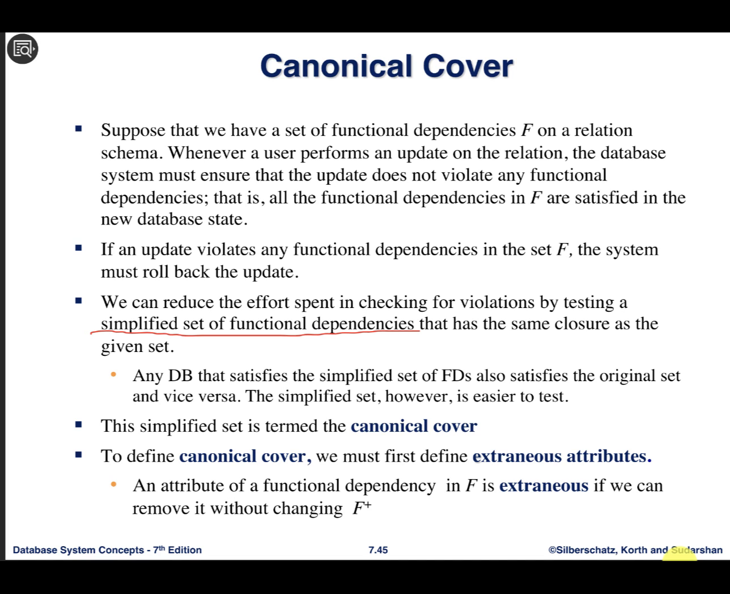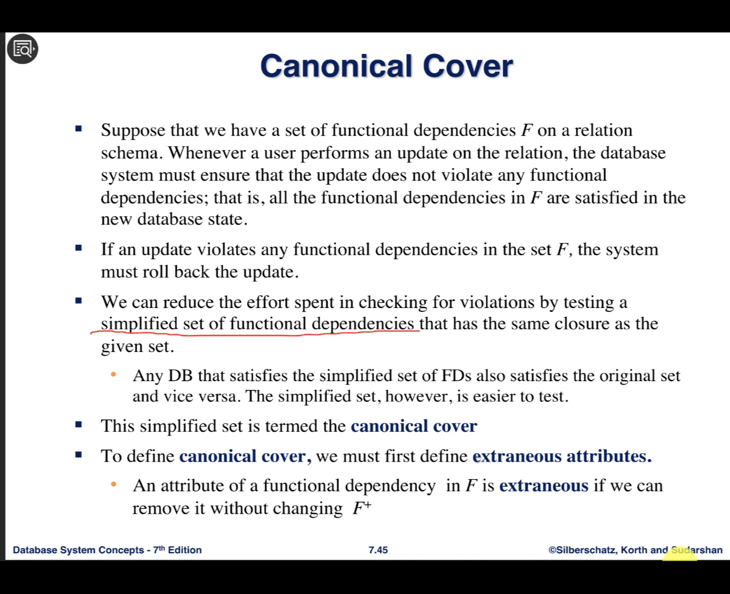If we manage to do this, they have the same closure as the given set. The same closure means you are not going to lose any information. Instead of 100, you can come up with 5 or 10 or 15, which have the same closure as the 100. Since the 100 may contain some redundancy in the attributes of the functional dependencies, you can make it much smaller, a subset or simplified version. So that's what we call the canonical cover.